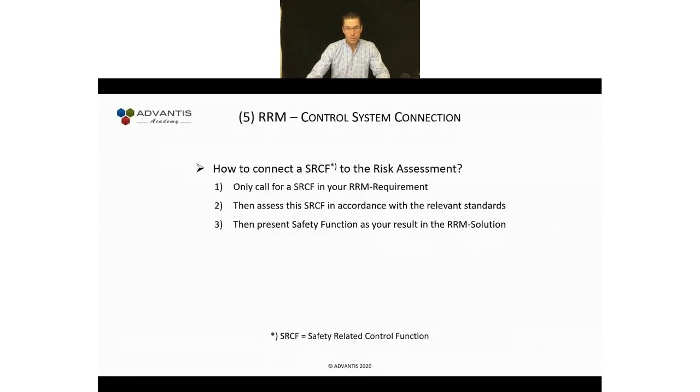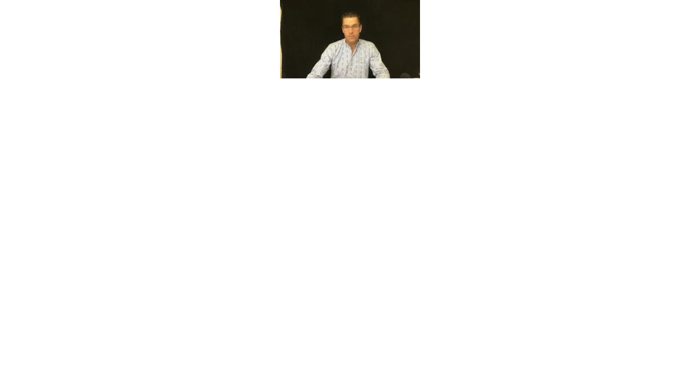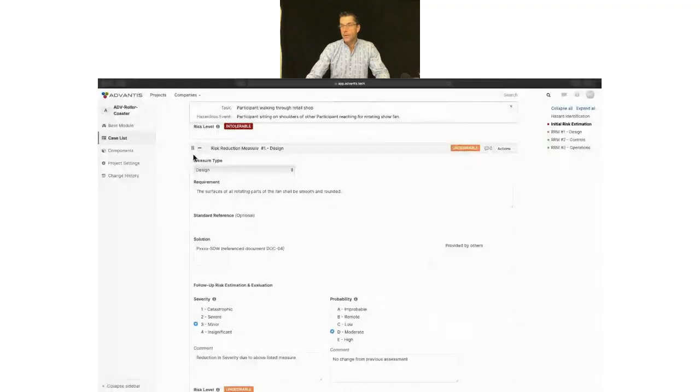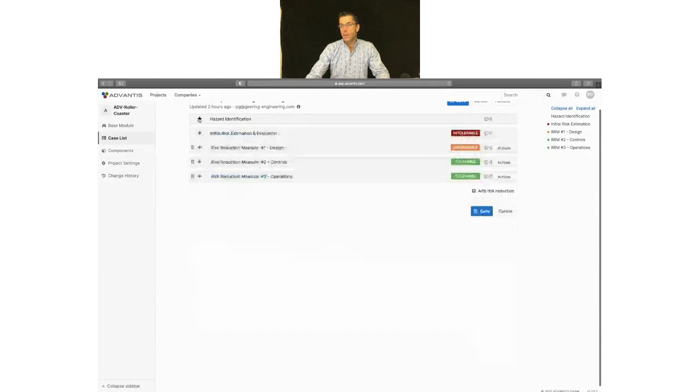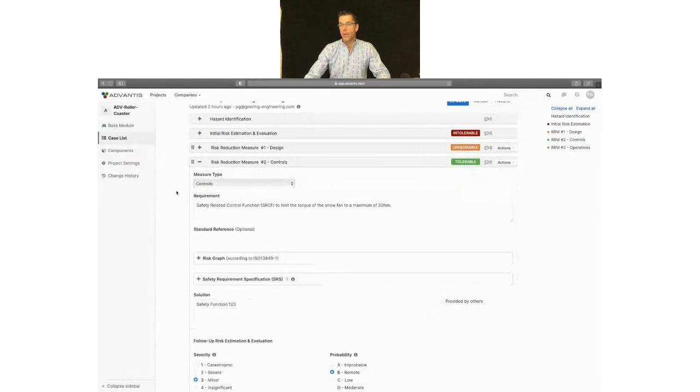Here we go. All right. Okay. So this first risk reduction measure was of design. Fortunately, let me close it all up. Okay, so we have the hazard identification, we have the initial risk estimation. The first risk reduction measure was design. Fortunately, on this example, the second one is controls, so we can look at that. Okay, so what I just said, at the requirement stage, all I say is I need a safety-related control function to limit the torque of the show fan to a maximum of 20 Newton meters. That's all I'm saying.